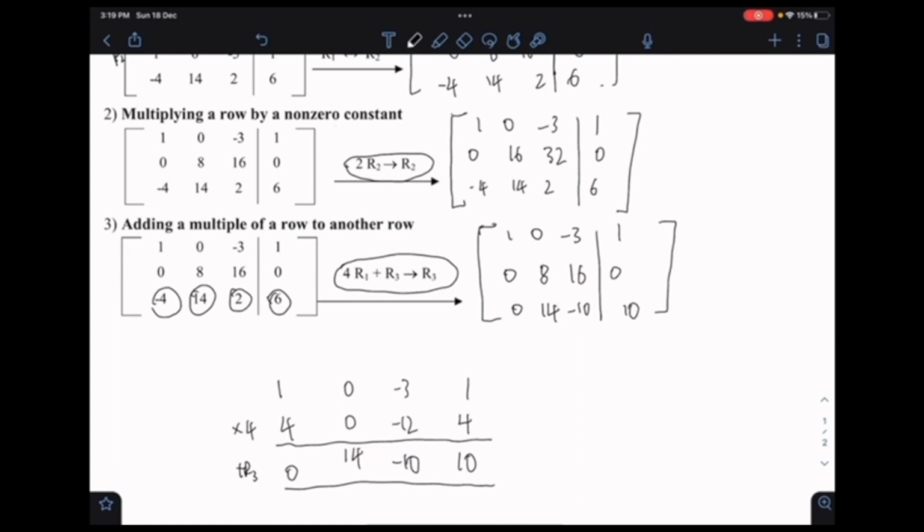After introducing the types of row operations, our group member is going to give some examples on how to apply them to solve systems of equations using matrices. Thank you.